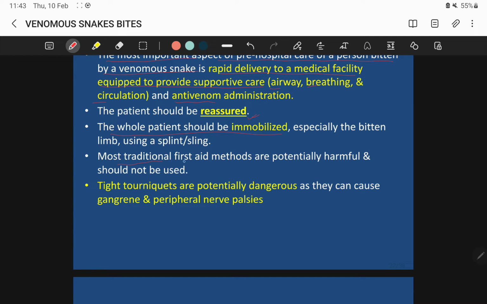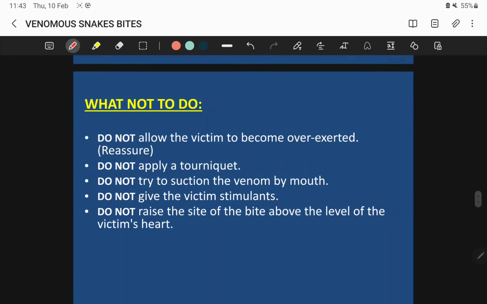Most traditional first aid methods are potentially harmful, like the tight tourniquet. It is also said that if there is a fang bite mark, you should cut it and let the blood flow, and somebody even says to suck out the venom, right? That's only possible if you don't have any oral ulcers, otherwise the venom could be injected into you. And tight tourniquets are potentially dangerous as they can cause gangrene and peripheral nerve palsies. This is a very important thing.